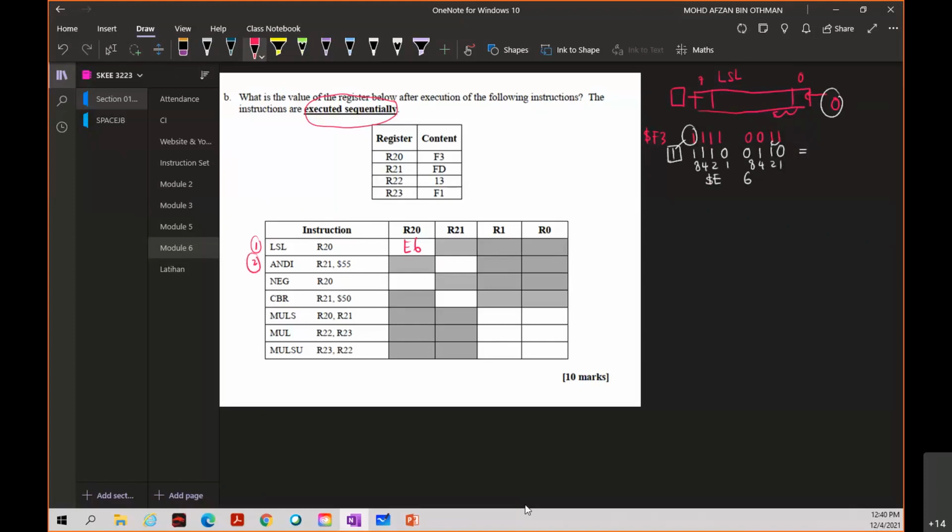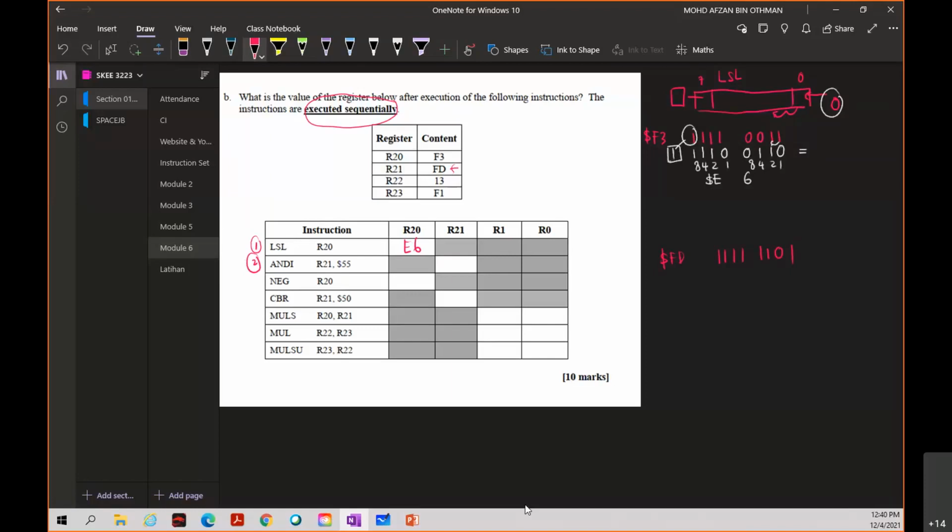Okay, next, the second instruction here, ANDI R21, 55. What you're going to do here is AND R21, which is FD, with value 55. So I've just put down here FD converted to binary: you get 1111, and D, what is D? A, B, C, D. D is 13. 13 is 1101. So this is FD.